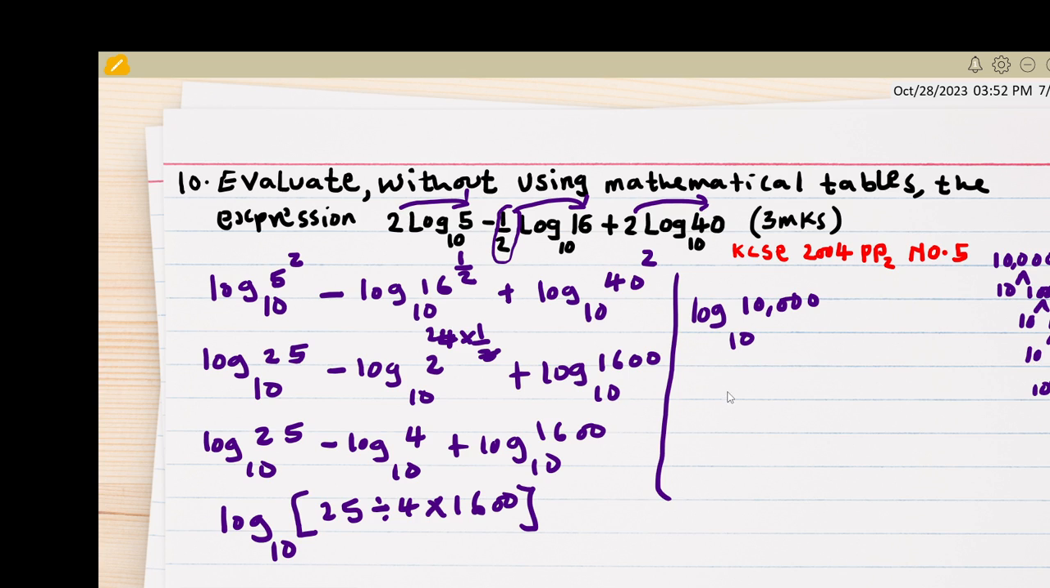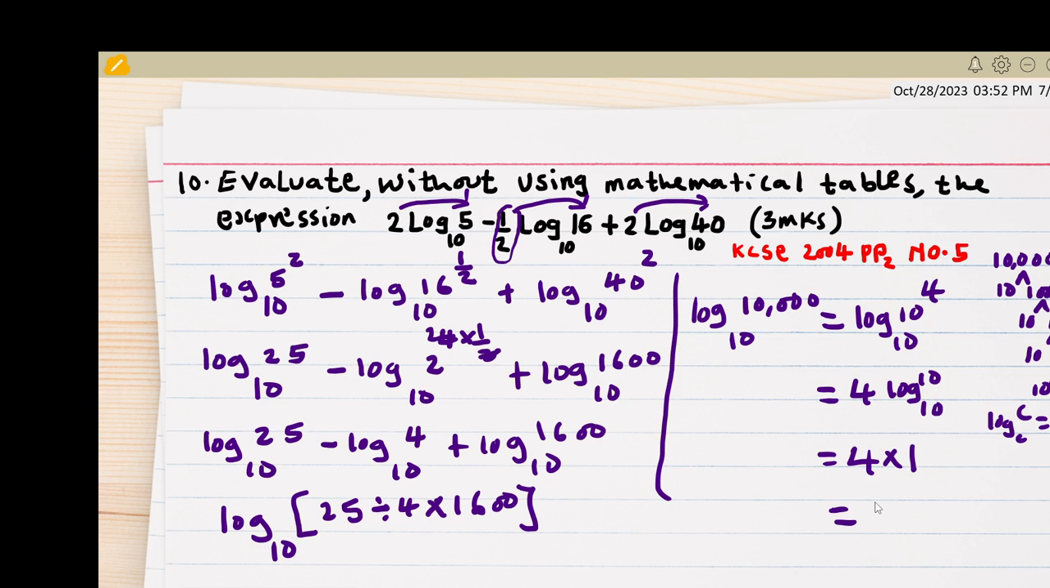So this is the same as saying log to base 10 of 10 to the power of 4, which can be rewritten as 4 log to base 10 of 10. But we know that the log to base c of c should always give you 1. So this is the same as saying 4 multiplied by 1, because log to base 10 of 10 is actually 1. So the final answer will be equal to 4.